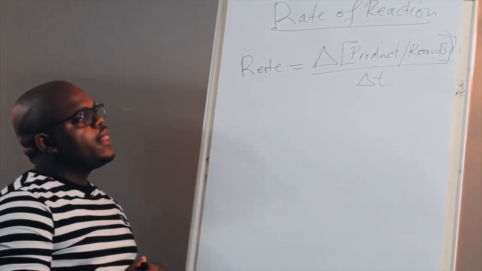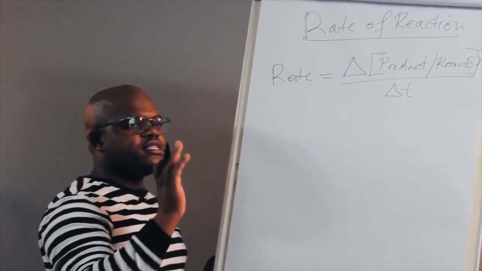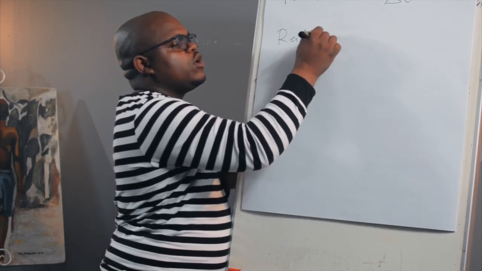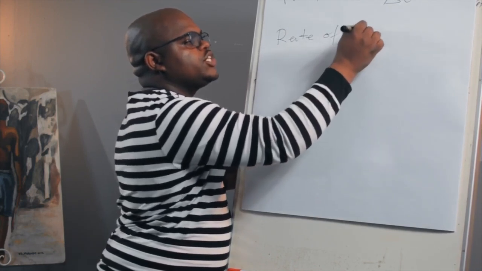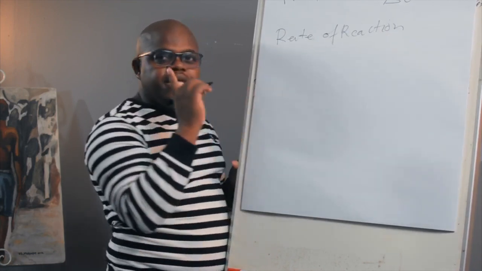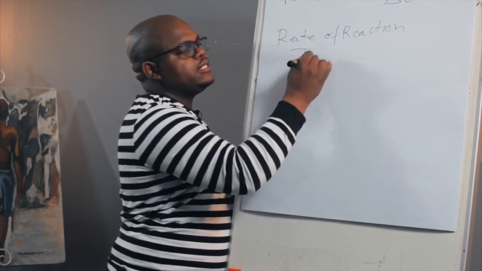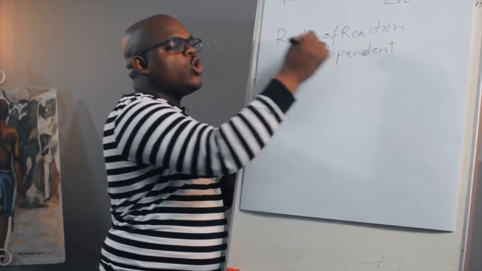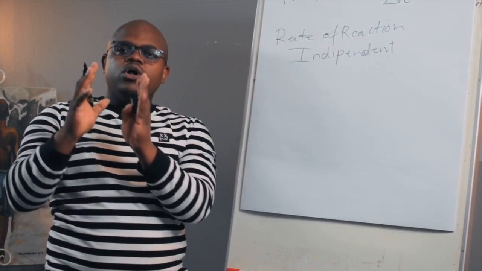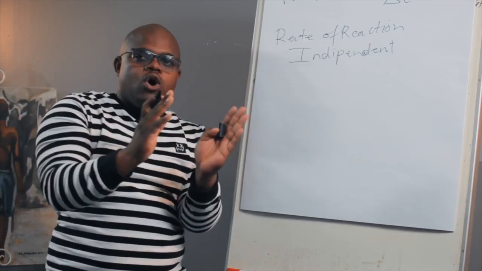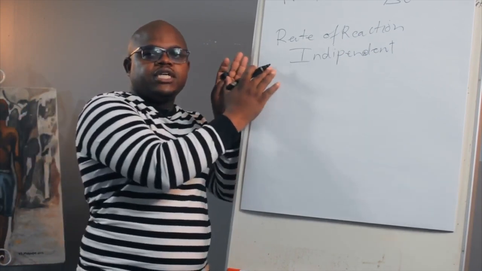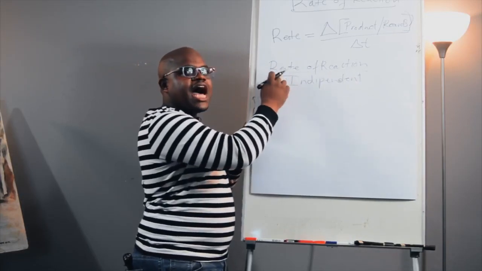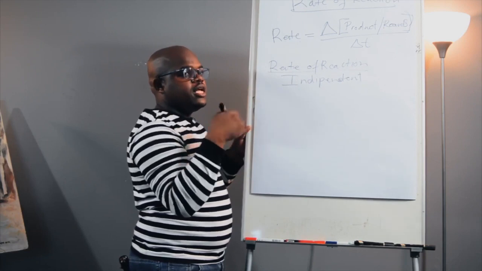Okay, now what we need to know every time is that a rate of reaction will always be our independent variable. It's always independent. That means all the factors are depending on the what? On the rate of reaction. So we say all the factors that are going to affect the rate of reaction are depending on rate of reaction. Let's continue.